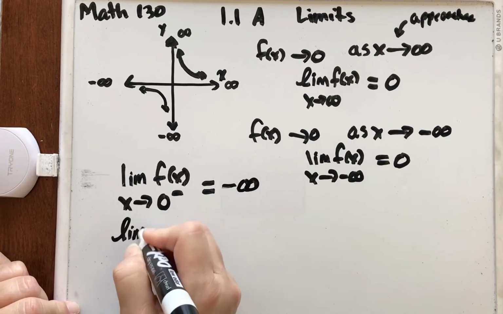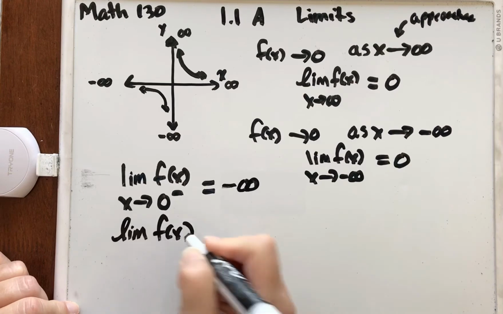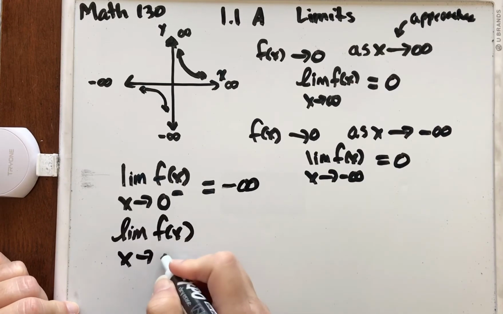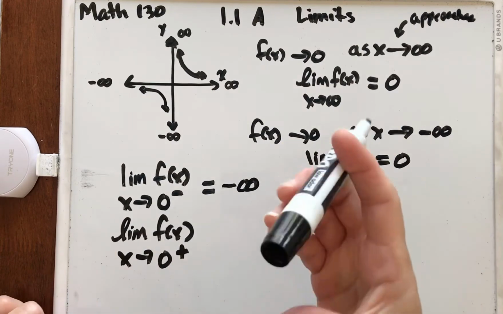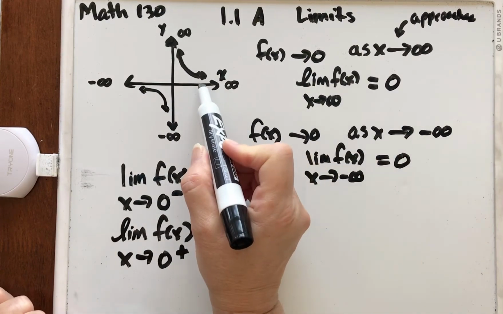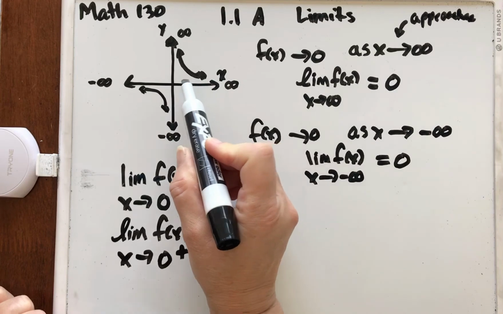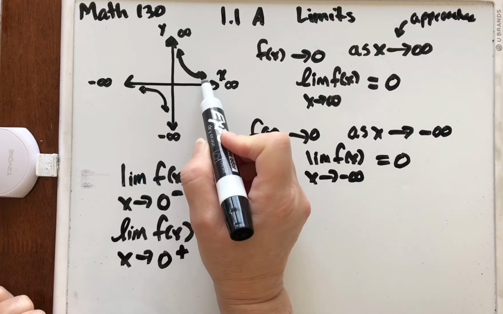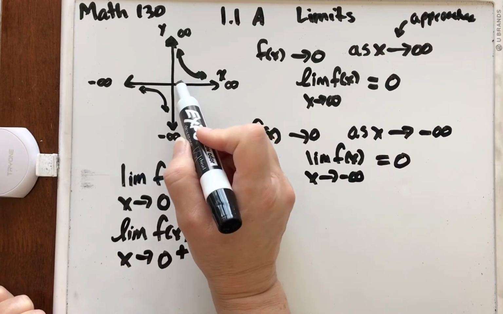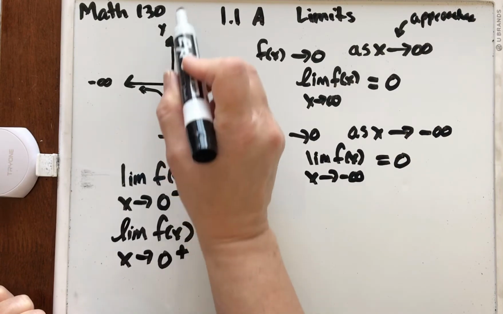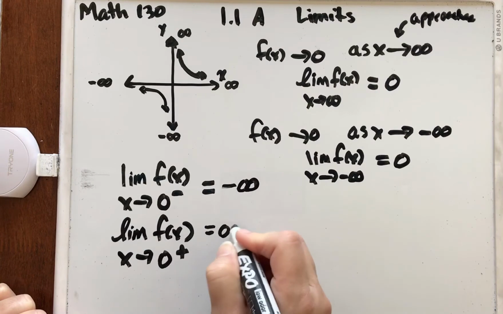All right, so the limit of f of x, we're going to look at another one. It's x approaches 0 from the right. That little plus means from the right. So we're now here and we're approaching 0 from the right. What's going on? As we get closer and closer to 0, f of x is going to positive infinity.